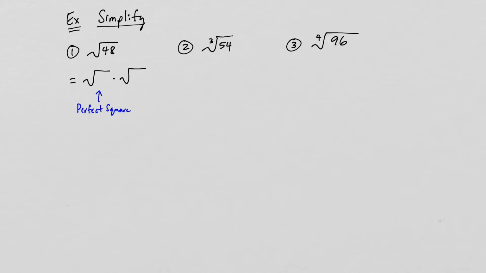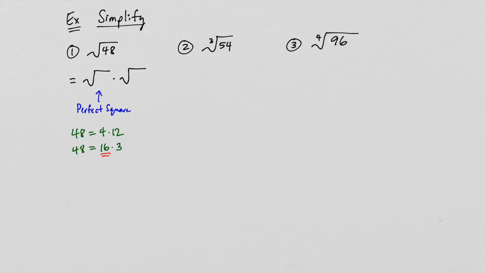And we want to try to pick the largest perfect square that we can. So just brainstorming down below here, we know that 48 is 4 times 12, and we know that 4 is a perfect square. But 48 is also 16 times 3. And out of these two possibilities, this is the better possibility.